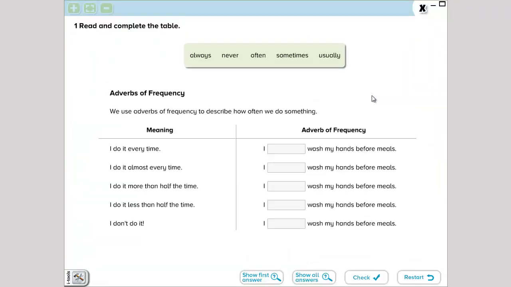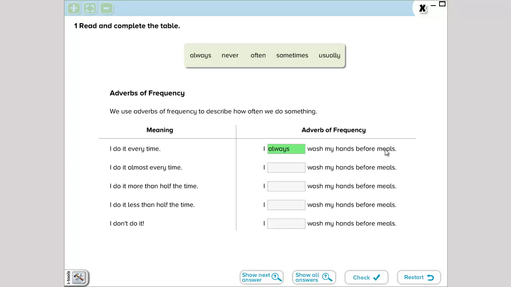Adverbs of frequency. We use adverbs of frequency to describe how often we do something. Usamos los adverbios de frecuencia para describir qué tan seguido hacemos algo. Esto ya lo vimos la semana pasada, ustedes se recuerdan. Now, we have the meaning here. I do it every time. So it is, I always, siempre. Si lo hago todo el tiempo es siempre.